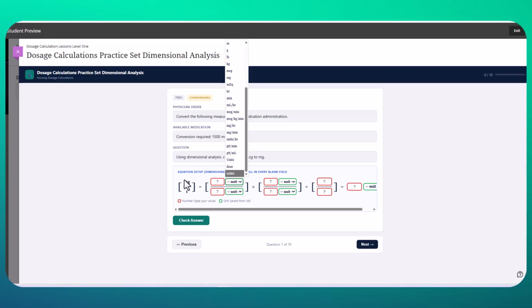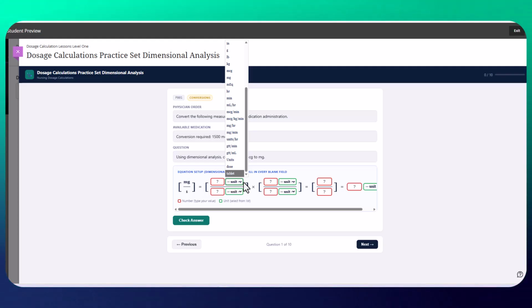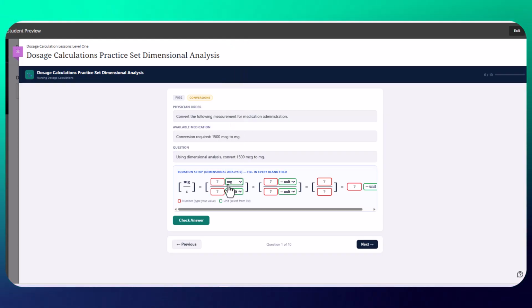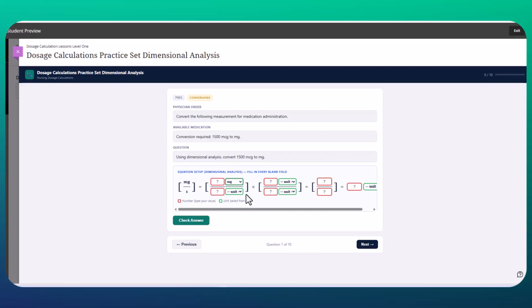But our question asks for milligrams, and we know that the numerator position to the right of the equal sign must match what's to the left. So if it says milligrams on the left, it must say milligrams on the right. So let me find milligrams. There it is, milligrams. Click on milligrams. It filled milligrams into the box for me. Okay, let's go back. It said to convert 1,500 micrograms to milligrams. Okay, so that's going to require a conversion factor first, okay?